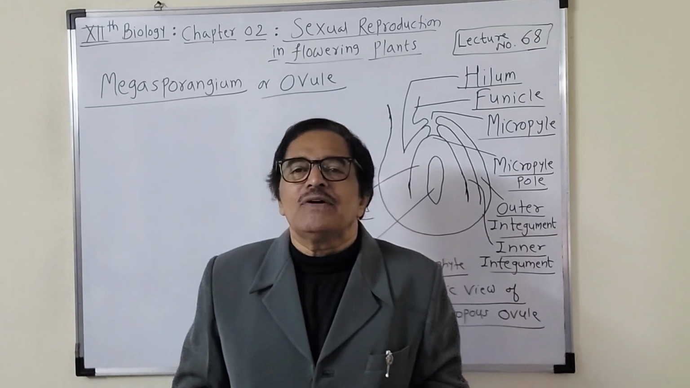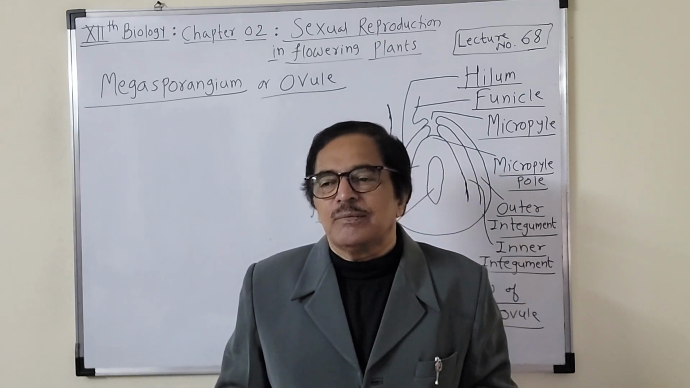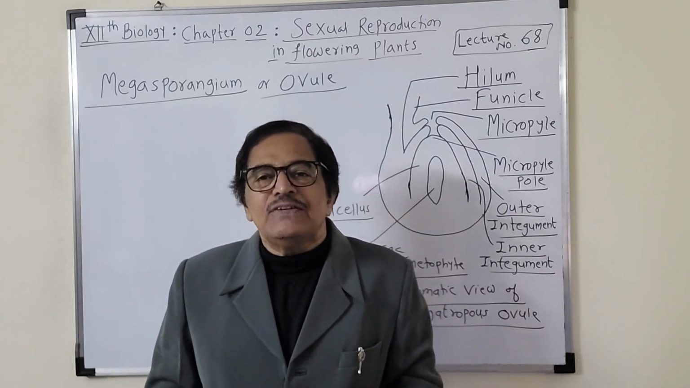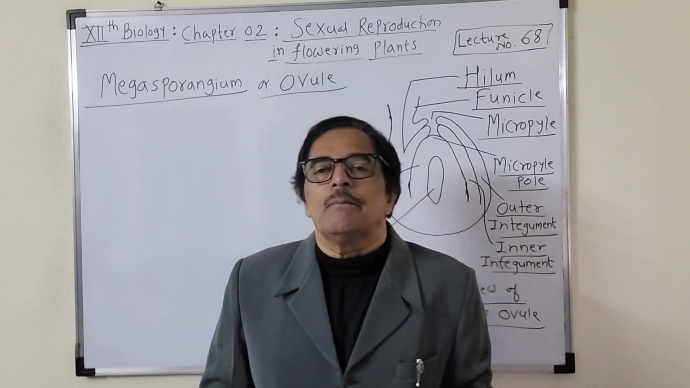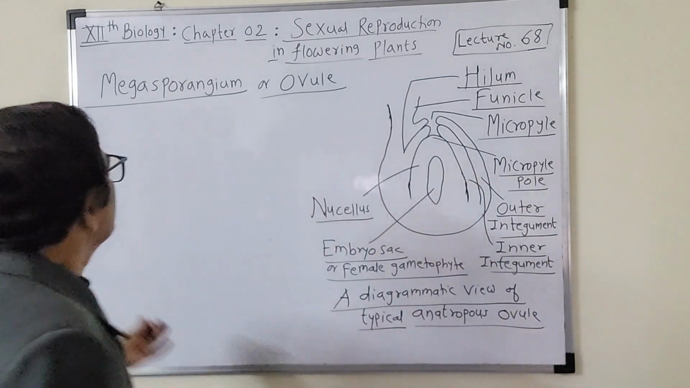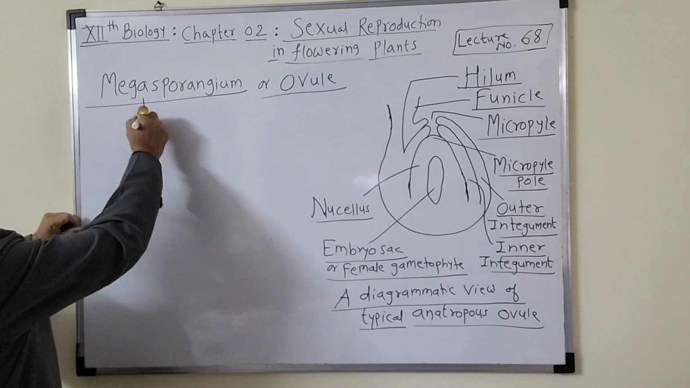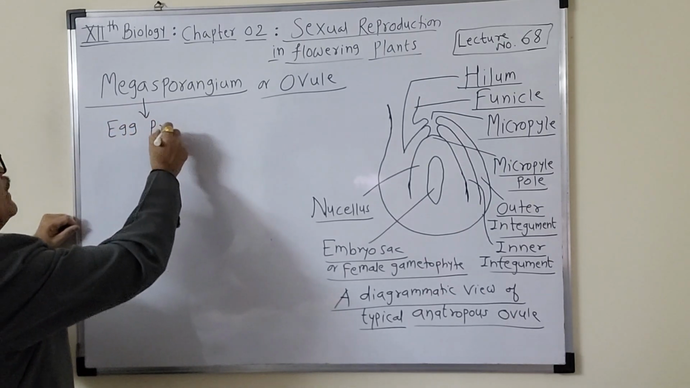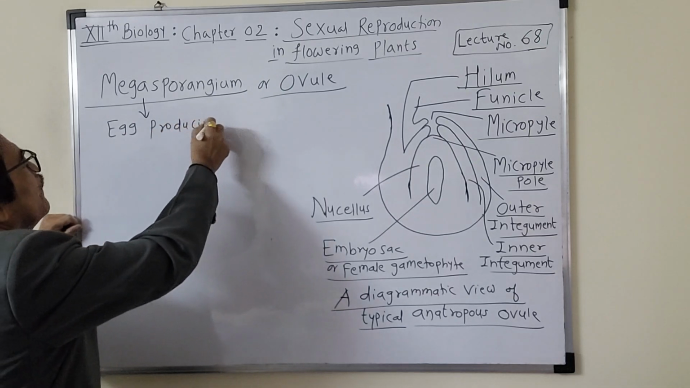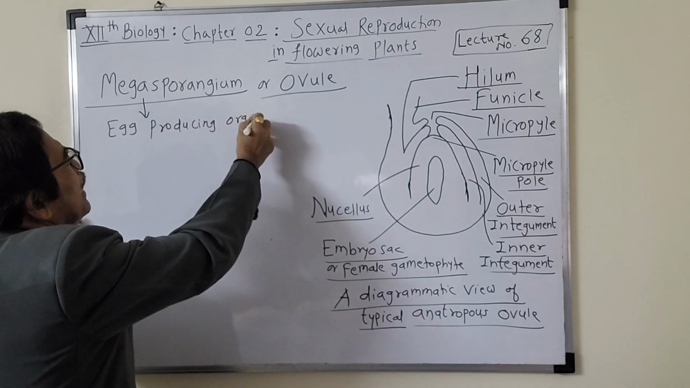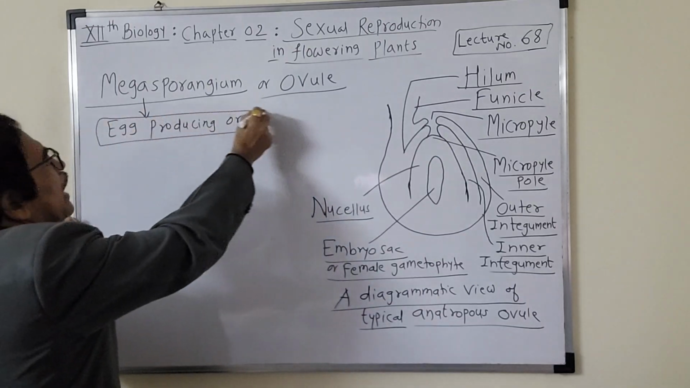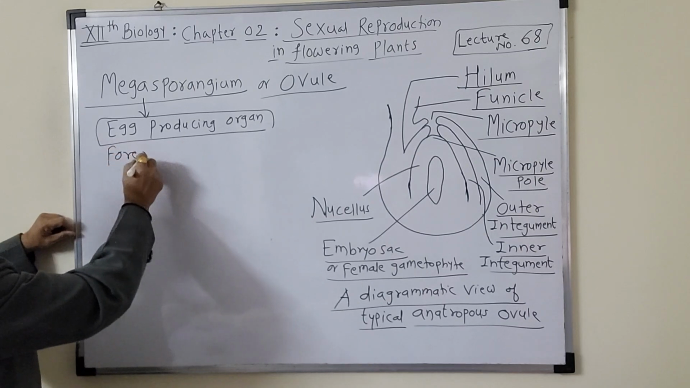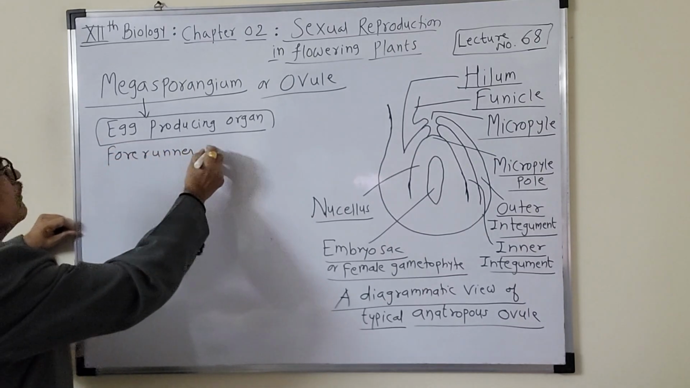Some of the plants have an ovary with only one ovule, and in some of the plants the ovary has many ovules. Each ovule is known as a megasporangium. And what is that called? Egg producing organ. That is the egg producing organ of a flowering plant. Very important. Also, that megasporangium or ovule is known as the forerunner of seed.